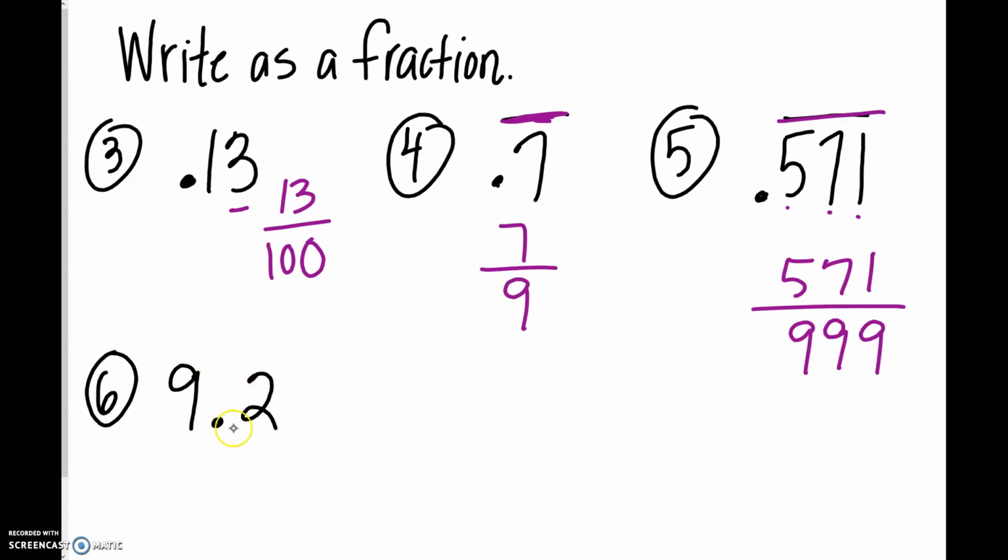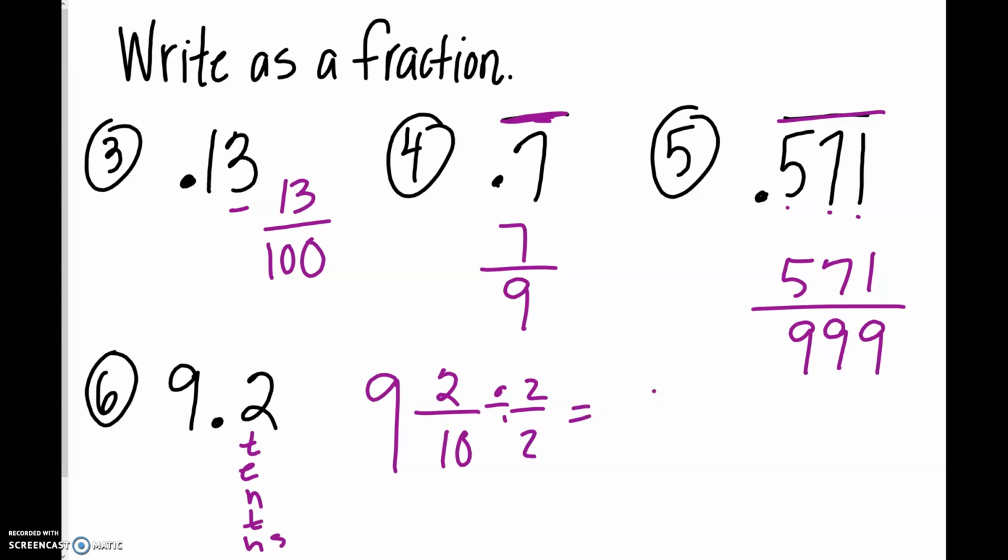The big thing we have to remember here is that you're going to have that whole number 9 and then a fraction. So this is 2. This is the tenths place. So I'm going to put a 10 on the bottom and a 2 on the top. Now remember, I can always simplify, so divide by 2 over 2. So I still have that whole number of 9, and 2 divided by 2 is 1, and 10 divided by 2 is 5. So this answer is going to be 9 and 1/5.